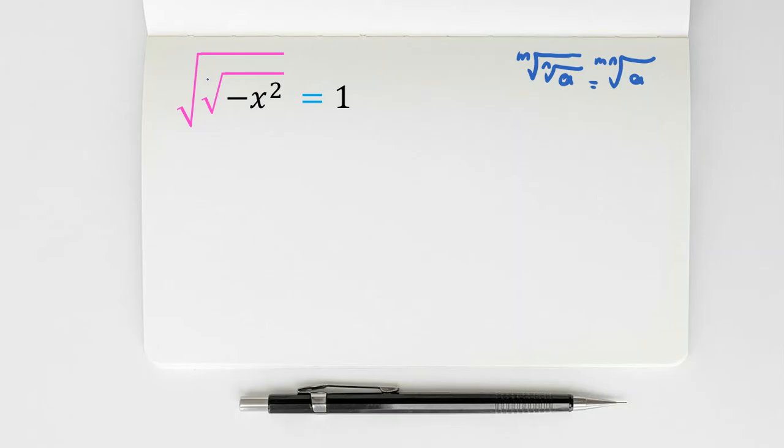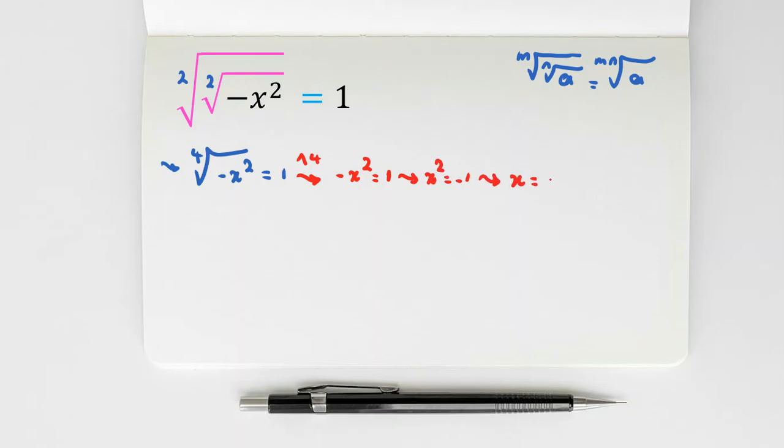So here, when we don't write an index, it means there are square roots. So it will be 2 times 2, the fourth root of negative x squared equals 1. So let's raise both sides to the power of 4. First, let's do this. Then negative x squared equals 1, and x squared equals negative 1.